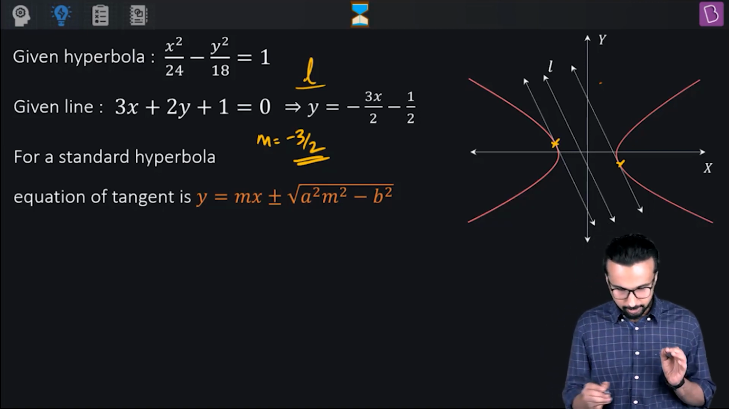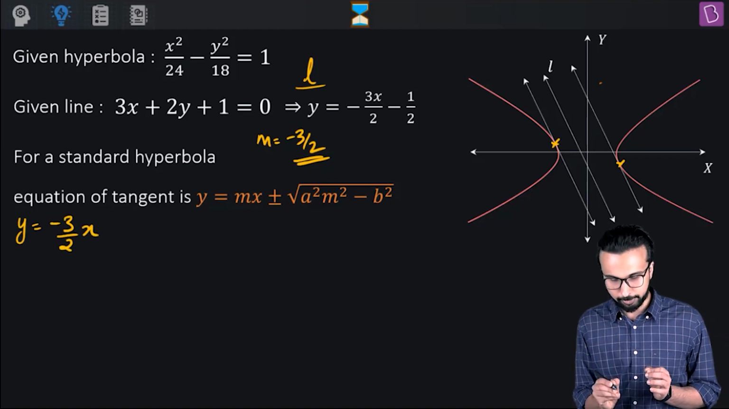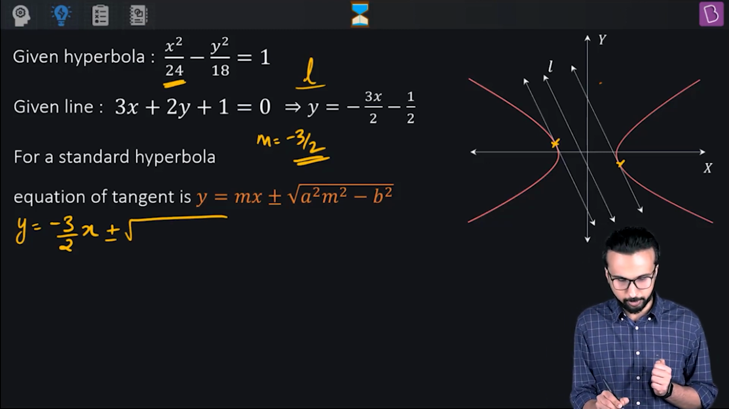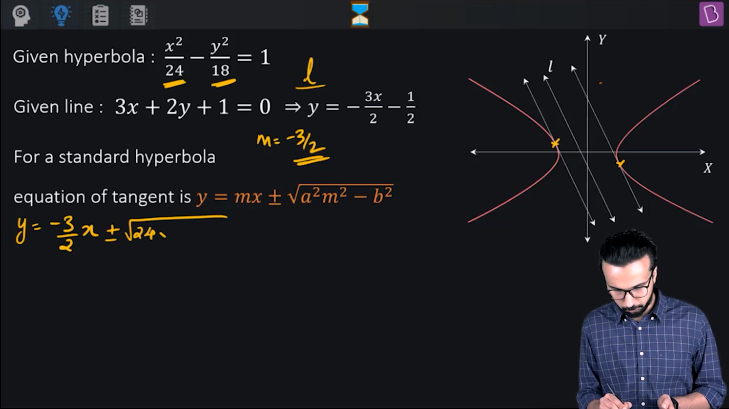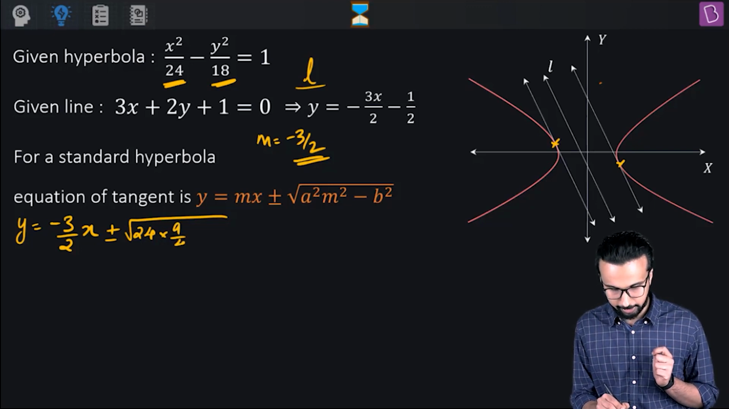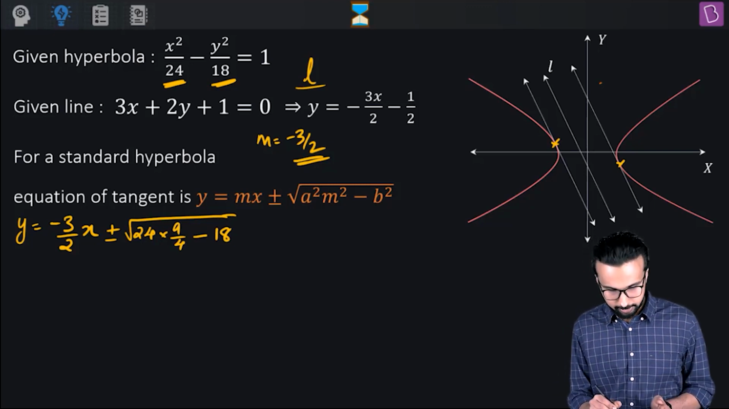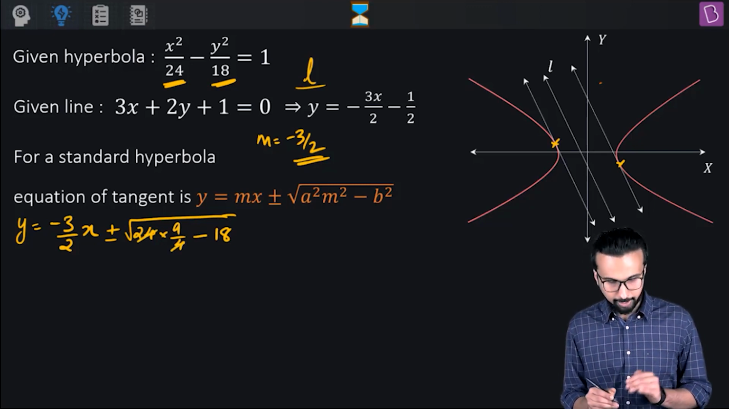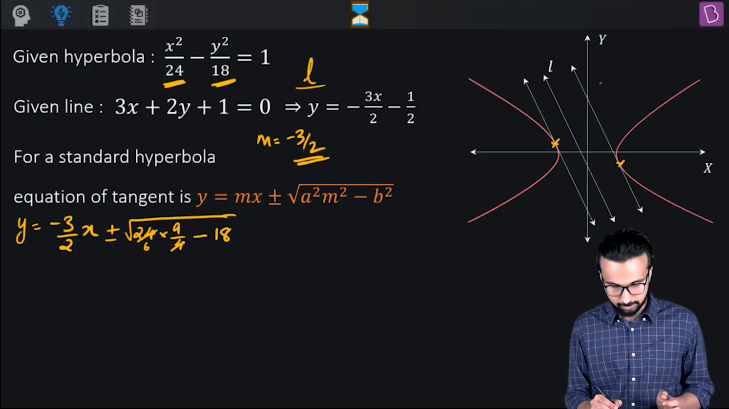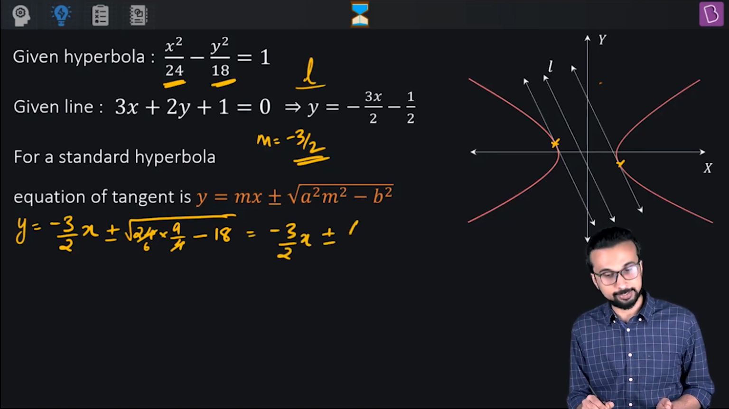All right, now let's proceed. So here I can see that the equation is y equal to minus 3x by 2 plus or minus root of a square m square minus b square. A square is 24, b square is 18. So I get 24 into m square. M square is minus 3 by 2 square, which is 9 by 4. Minus b square becomes minus 18. This is what I get. So 4 and 24 cancel to give 6. 6 into 9 is 54. 54 minus 18 is 36. Root of 36 is 6.